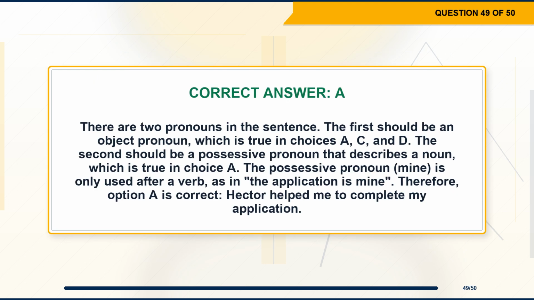Explanation: there are 2 pronouns in the sentence. The first should be an object pronoun, which is true in choices A, C, and D. The second should be a possessive pronoun that describes a noun, which is true in choice A. The possessive pronoun, mine, is only used after a verb, as in the application is mine. Therefore, option A is correct, Hector helped me to complete my application.